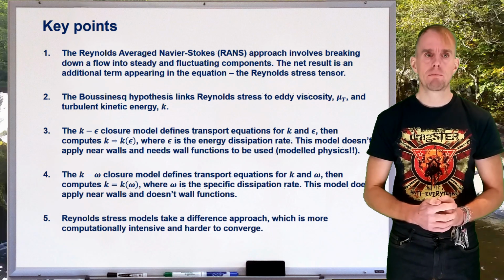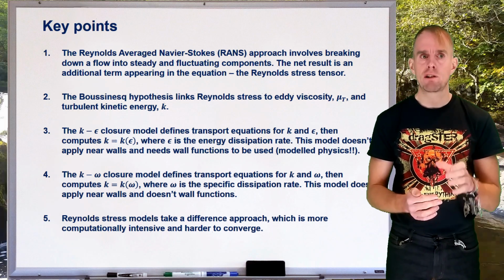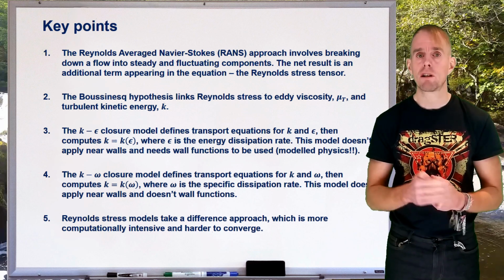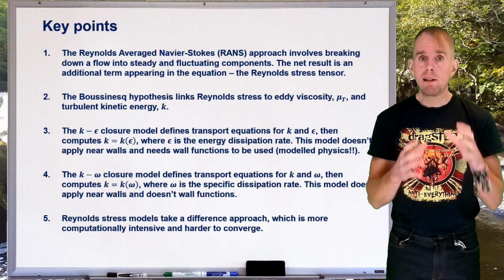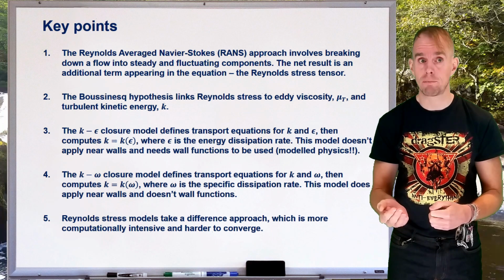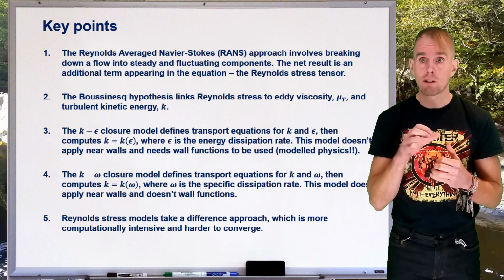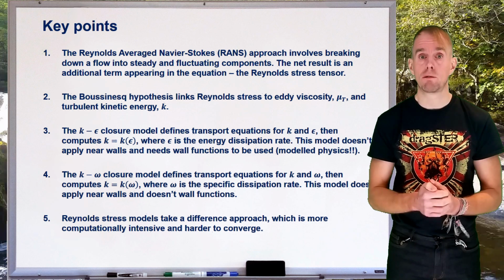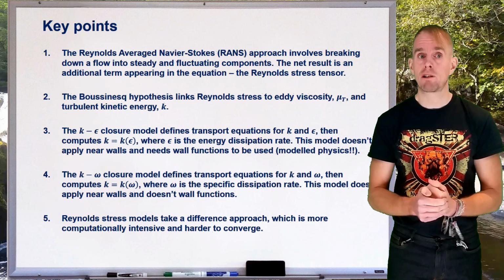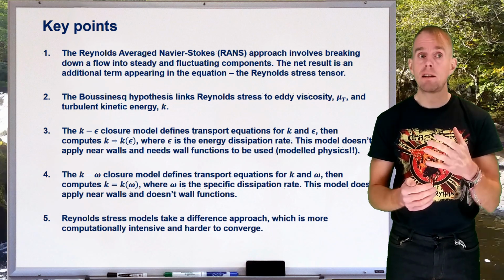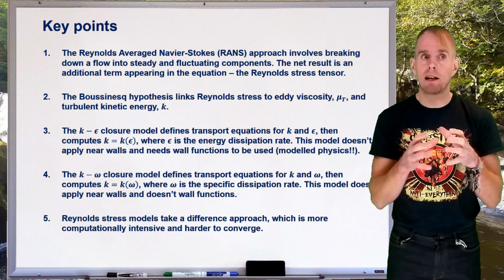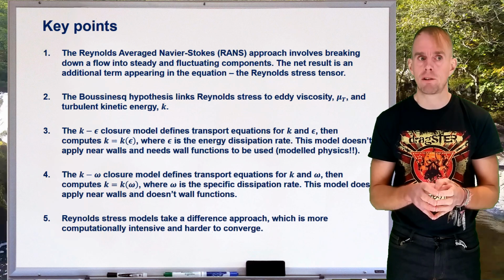Let's go through a few key points. We've looked at the Reynolds Averaged Navier Stokes approach, and we've seen that we can break a flow down into steady components and fluctuating components. What this means is that there's an additional term that appears in the time average Navier Stokes, which is the Reynolds stress tensor. This extra term, this Reynolds stress tensor, needs additional equations to be solved. So you have the Boussinesq hypothesis, which bridges the Reynolds stress to eddy viscosity models. And then you have closure models, such as k-epsilon or k-omega, that calculate the various terms within the Boussinesq hypothesis.